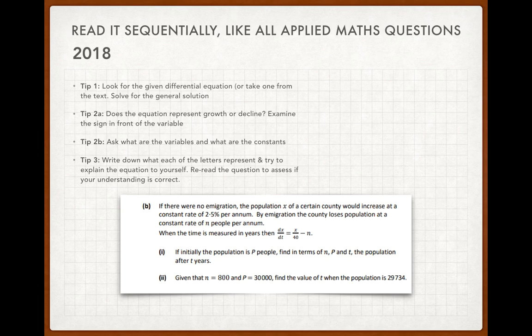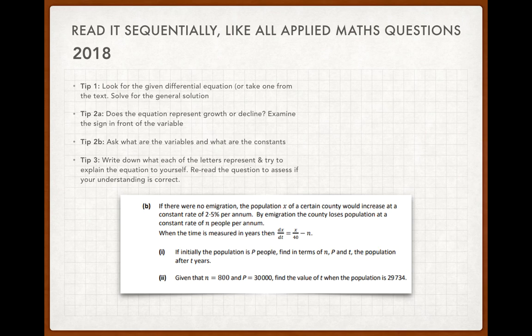So it says the rate of change of the population is equal to the number present in the population divided by 40, but we're always going to lose people for every unit of time, and that's given by the n value there. That's my interpretation. Let's read the question. It starts off, if there were no emigration. Now that doesn't agree with my differential equation straight away, because n tells me there's people leaving. Okay, if there were no emigration, the population x of a certain country would increase at a constant rate of 2.5% per annum. Okay, fine.